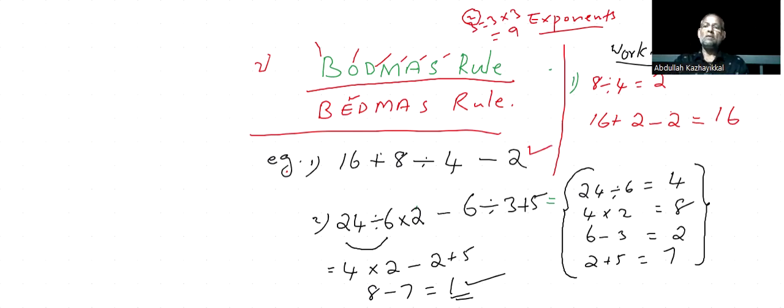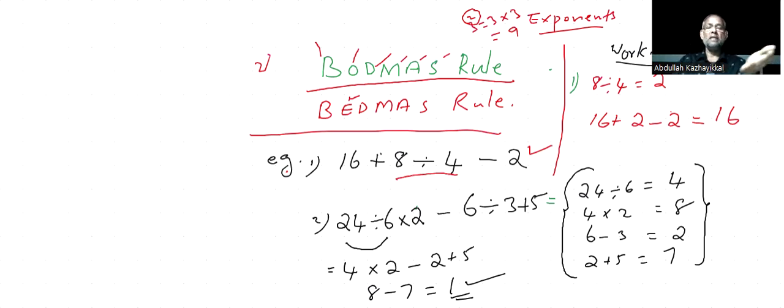Now all of you please look at the working column. Can you see? Division first we are doing. We are doing from here. Division, 8 divided by 4. That is 2. That is over. Because division we had to do first.